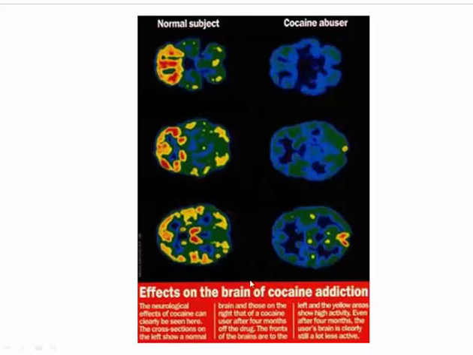Here I'm showing you how cocaine changes the brain. It says the neurological effects of cocaine can clearly be seen here. The cross sections on the left show a normal brain. Those on the right are that of a cocaine user after 4 months off the drug. The fronts of the brain are to the left, and the yellow areas show high activity even after 4 months. The user's brain is clearly still a lot less active.